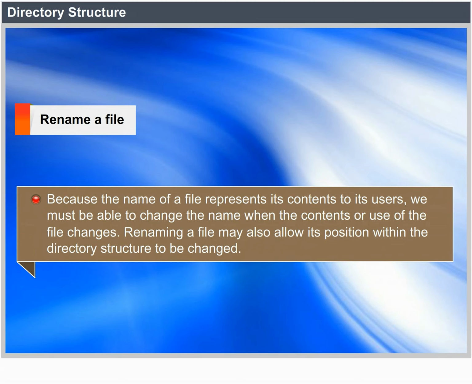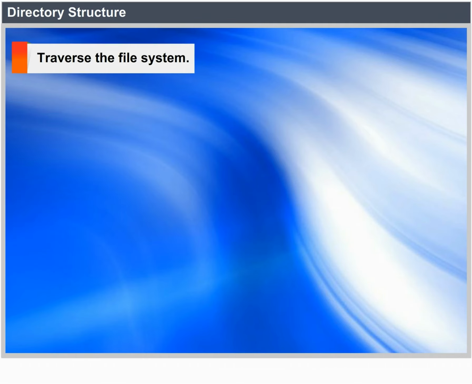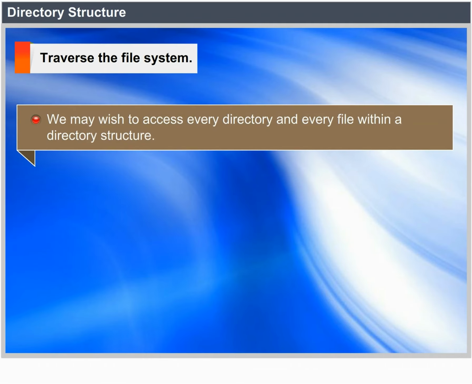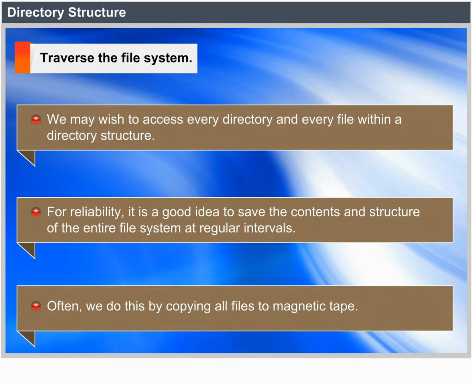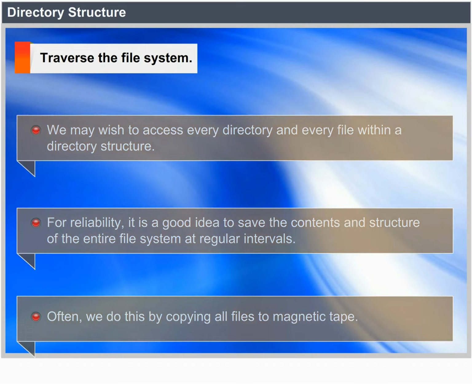Traverse the file system. We may wish to access every directory and every file within a directory structure. For reliability, it is a good idea to save the contents and structure of the entire file system at regular intervals. Often, we do this by copying all files to a magnetic tape. This technique provides a backup copy in case of system failure.